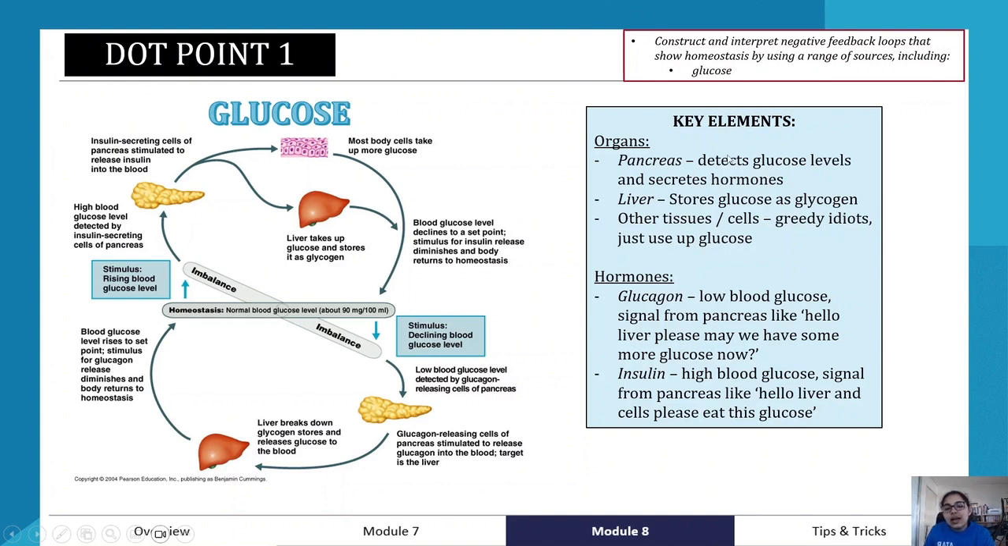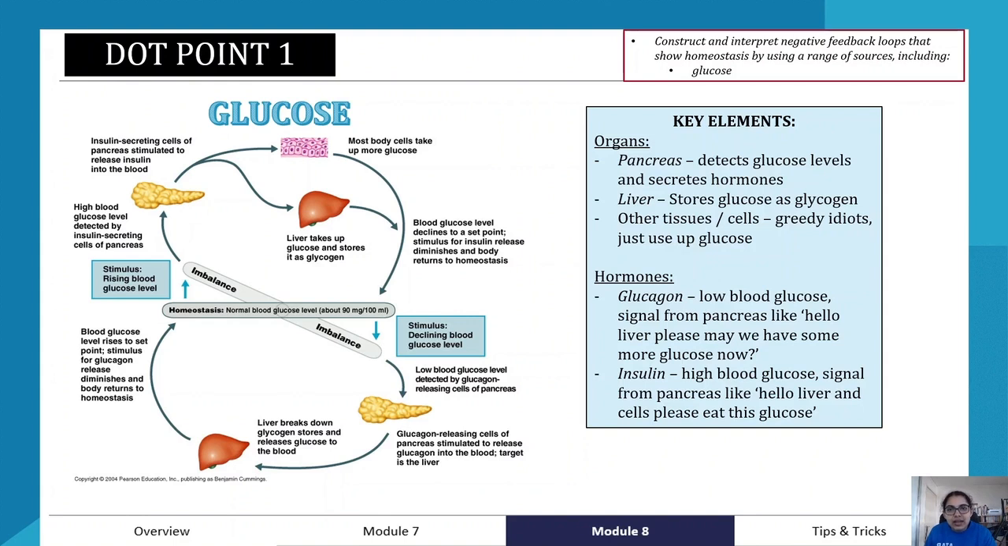So the key elements here are, firstly, the pancreas. They are very important organs because they are detecting glucose levels and they are secreting both insulin and glucagon. So the pancreas secretes both, but obviously different cells do that. Beta cells are going to secrete insulin. Alpha cells are going to secrete glucagon. Now, the liver stores glucose as glycogen. That is what the liver does. And other tissues are greedy idiots that just like to use up the glucose. So the liver is really important because it is storing glucose as glycogen.